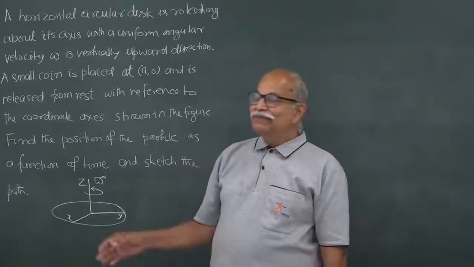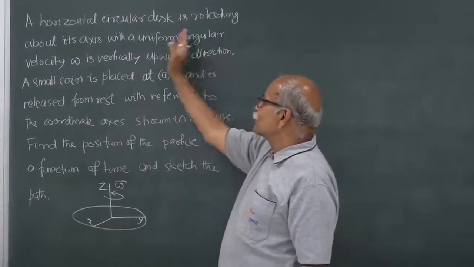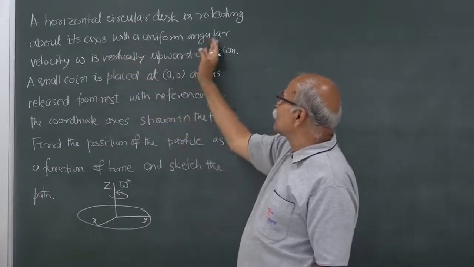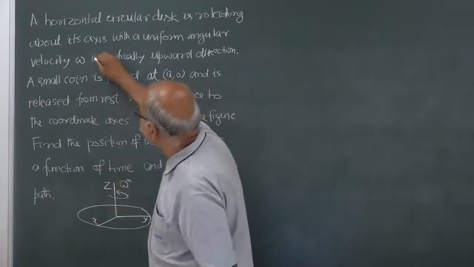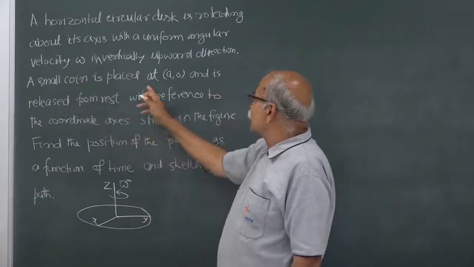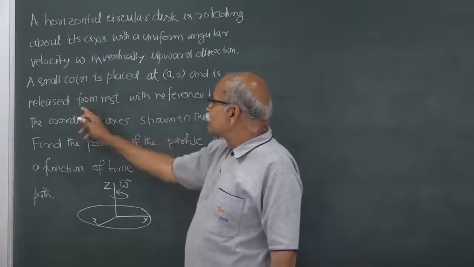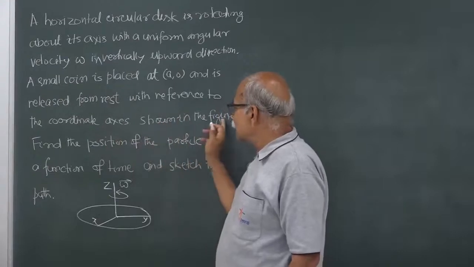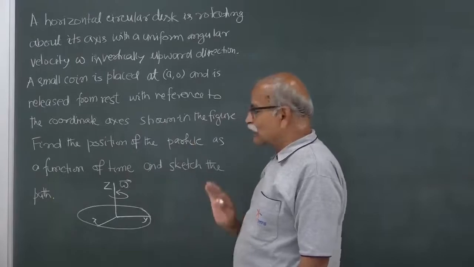Here is another problem. It says a horizontal circular disc is rotating about its axis with a uniform angular velocity omega in the vertically upward direction. A small coin is placed at a comma 0, these are xy coordinates, and is released from rest with reference to the coordinate axes shown in the figure. Find the position of the particle as a function of time and sketch the path.